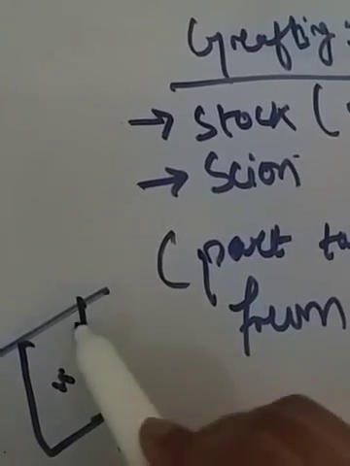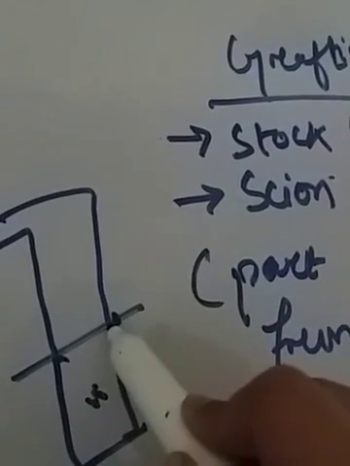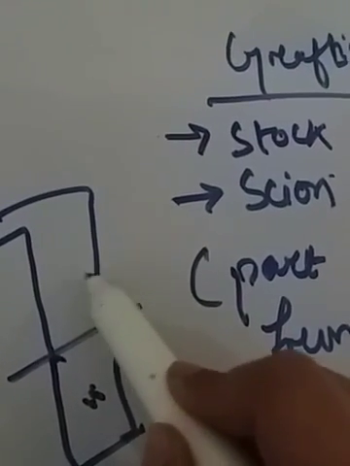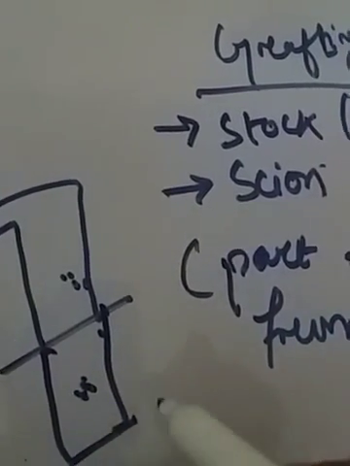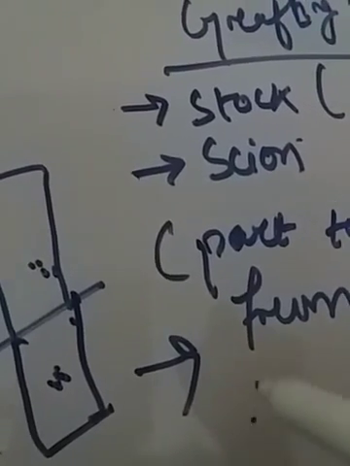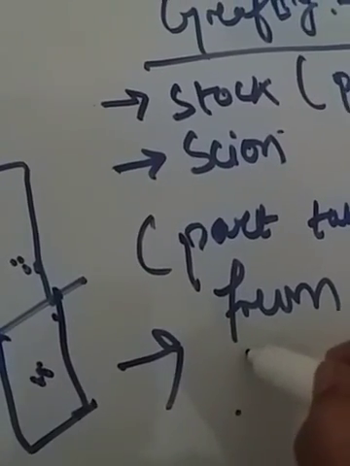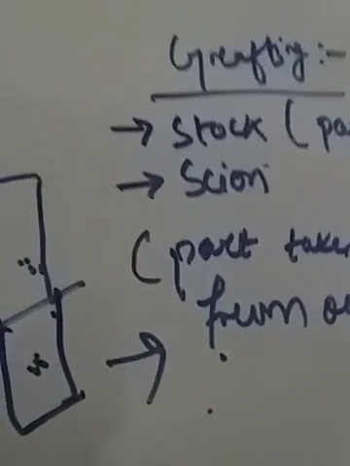So quantity more, and the part taken from outside, when it is joined here, the scion, is qualitative because it needs quality, and here it needs quantity. So when the new plant grows, it will grow with more quantity and with nice quality. Reasonable. Now let's see its types of grafting.